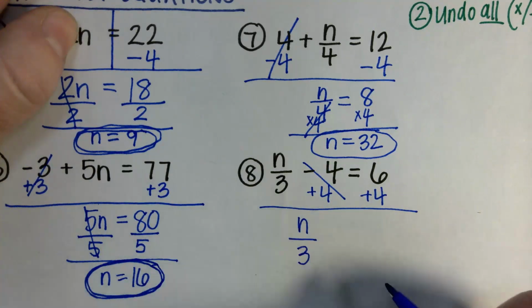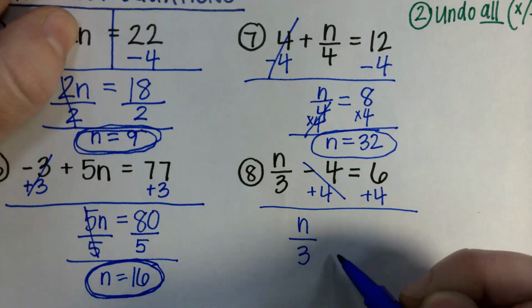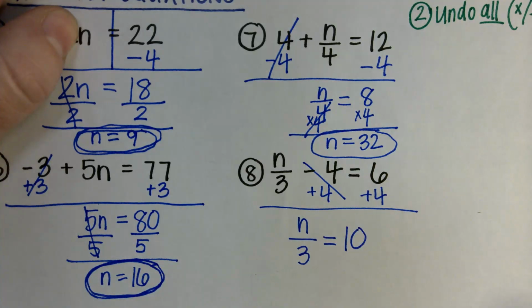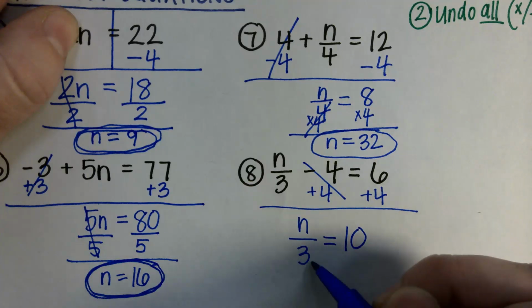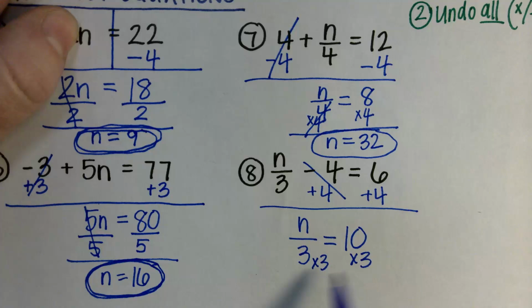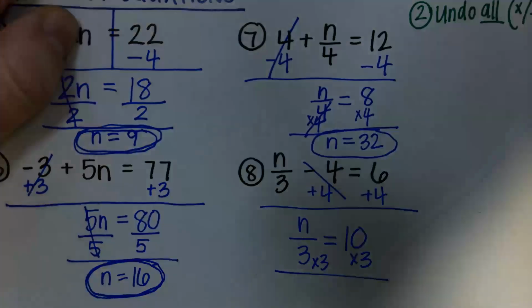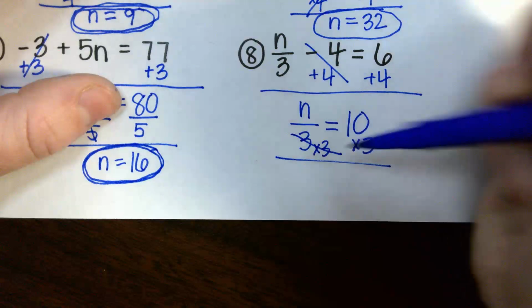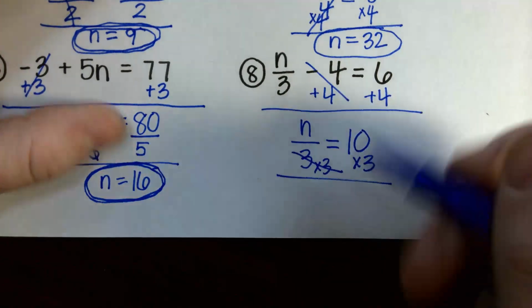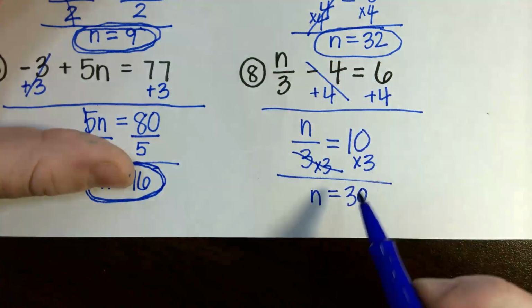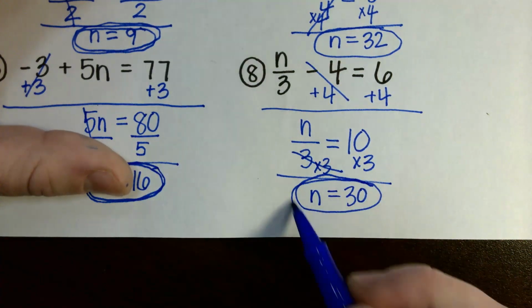N divided by 3 equals 10. Good. Absolutely. We've got division. We need to multiply to get rid of it on both sides. What happens to my 3's? They cancel. N equals 10 times 3 is 30. Very good, guys. Do we have any questions?